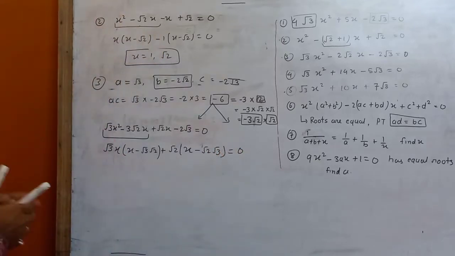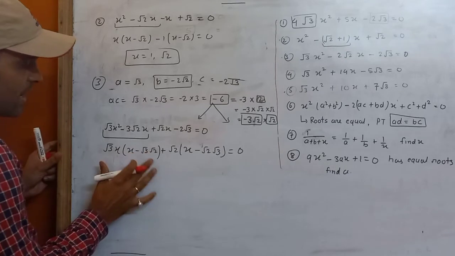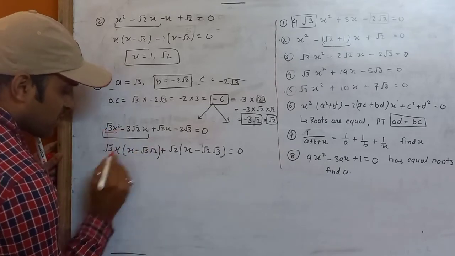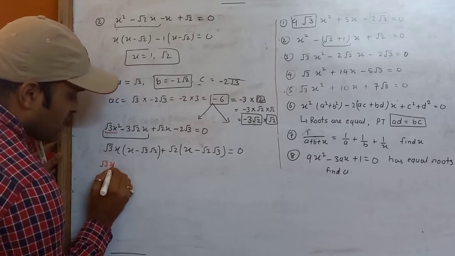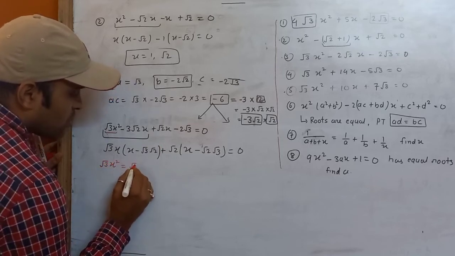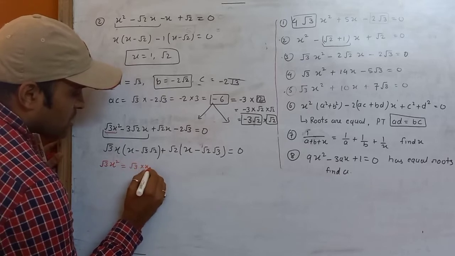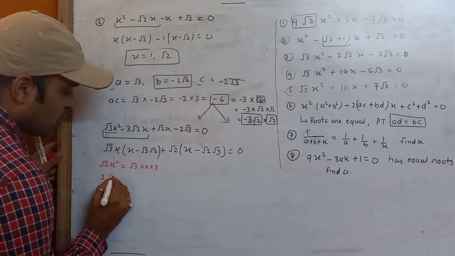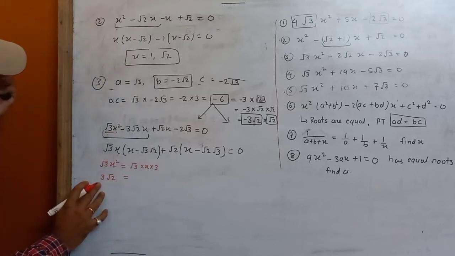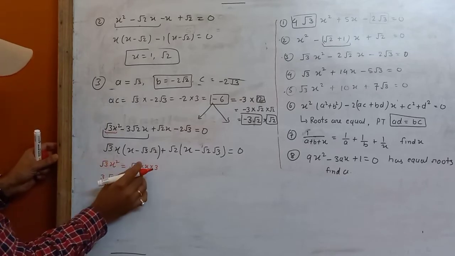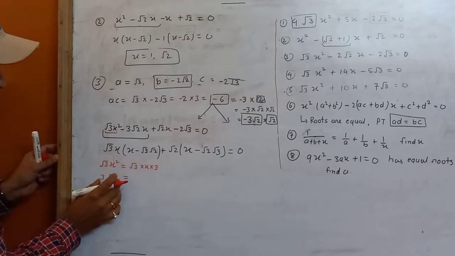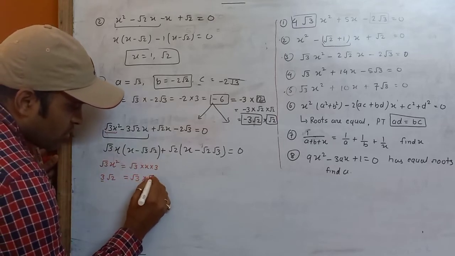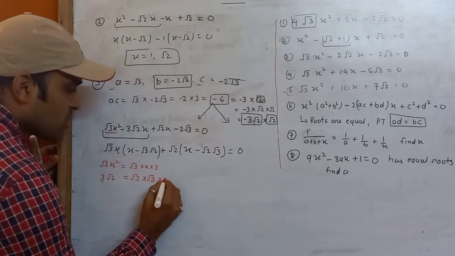So watch carefully what I have done here. In this term there is root 3, so I will factorize it: root 3x square can be written as root 3 into x into x. This number, 3 root 2, can be written as... In the above number there is a root 3, so in the lower number there should be root 3. So this 3 can be written as root 3 into root 3, and root 2 is as it is.